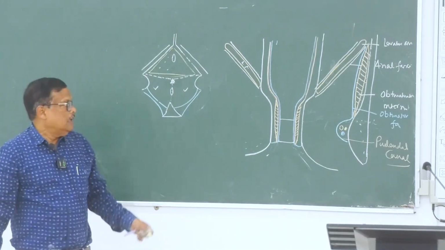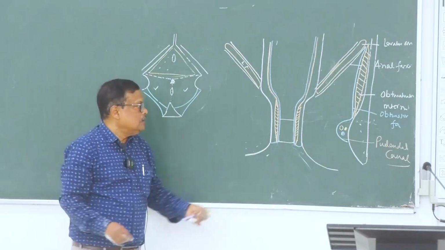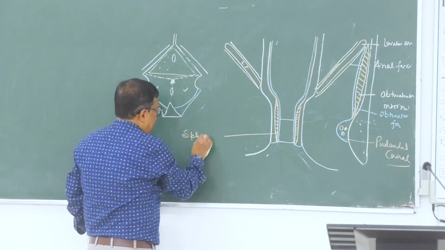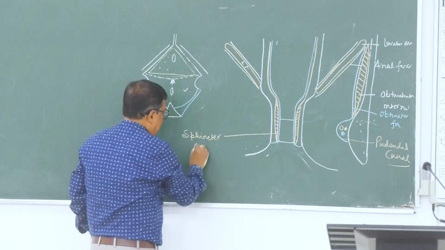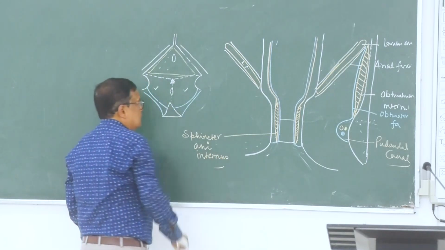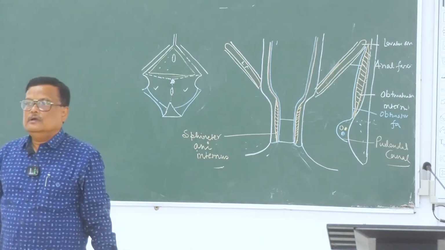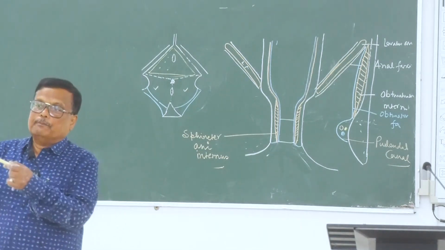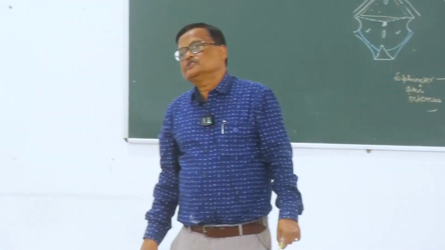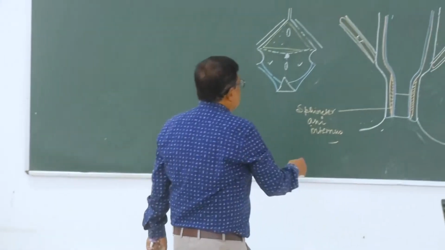This is the sphincter ani internal, where the smooth muscle is thickened to form the internal sphincter. Next, as there is a sphincter ani internus, there is another muscle present outside the anal canal, called the sphincter ani externus. It is a totally skeletal muscle.